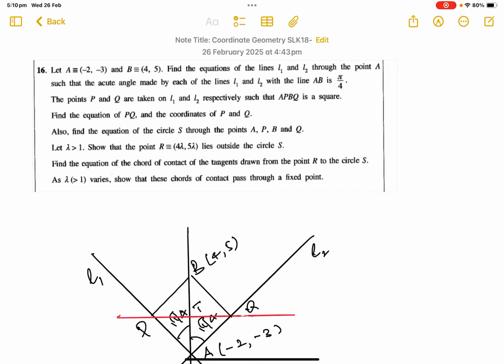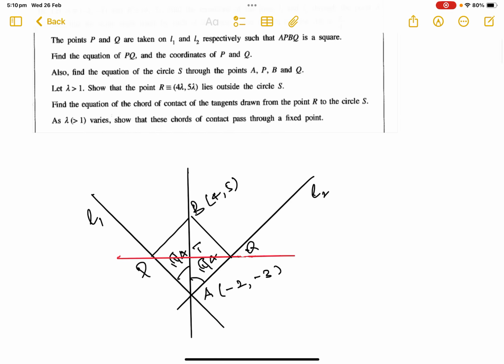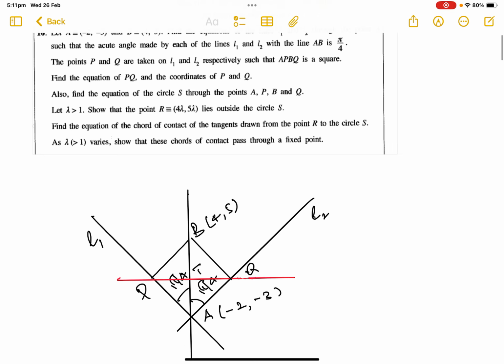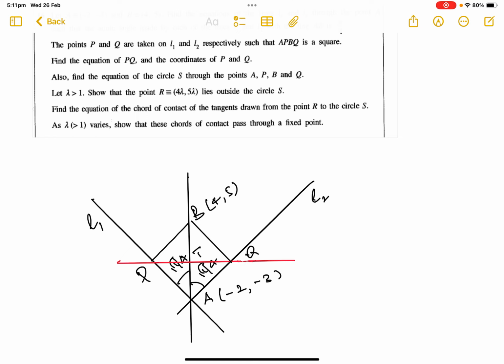Let's deal with that part first. So A and B are the 2 points, and the coordinates are given. We need to find the 2 lines. So, the line AB with the coordinates (-2, -3) and (4, 5). I'll put in a little sketch. And L1 and L2 are making 45 degrees, pi by 4, with AB, so either side of that. And again, P is on L1, Q is on L2, and APBQ is a square.